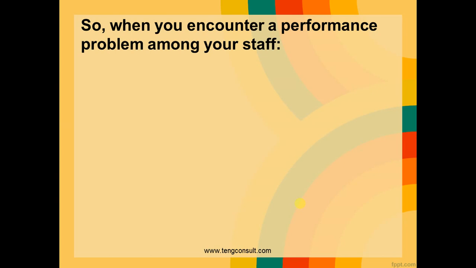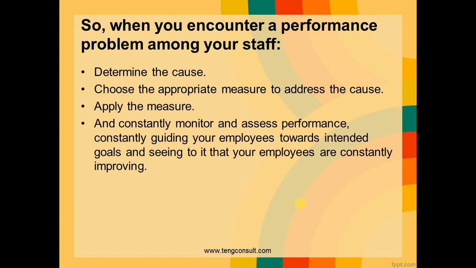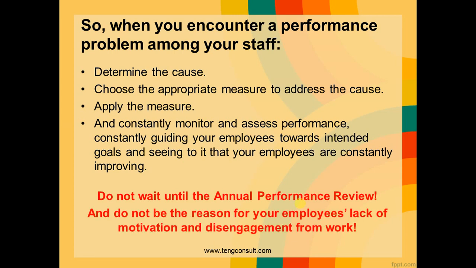So, when you encounter a performance problem among your staff, determine the cause. Choose the appropriate measure to address the cause. Apply the measure. And constantly monitor and assess performance, constantly guiding your employees towards intended goals and seeing to it that your employees are constantly improving. Do not wait until the annual performance review, and do not be the reason for your employees' lack of motivation and disengagement from work.